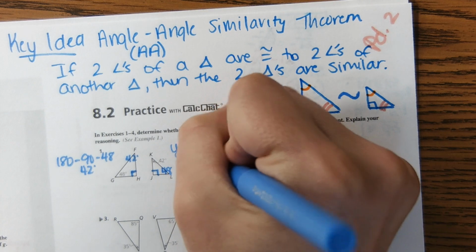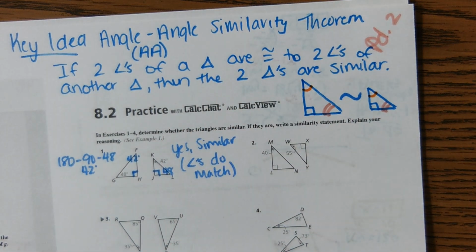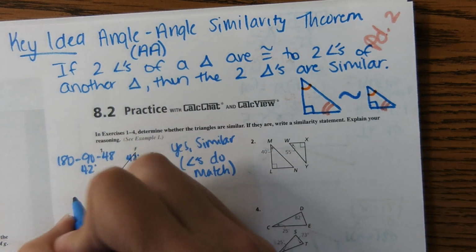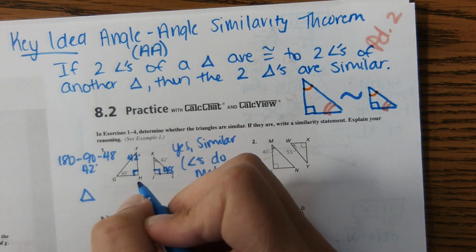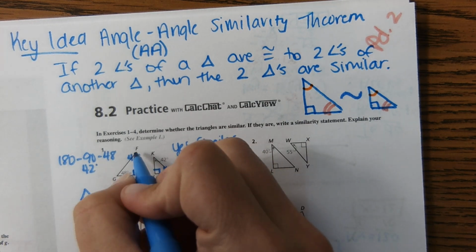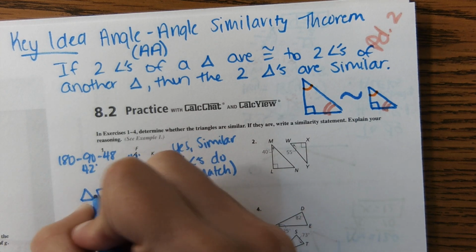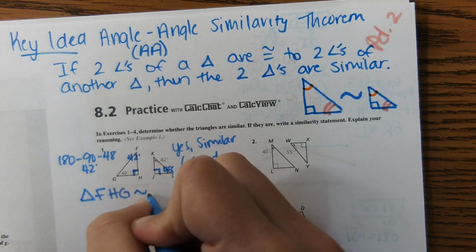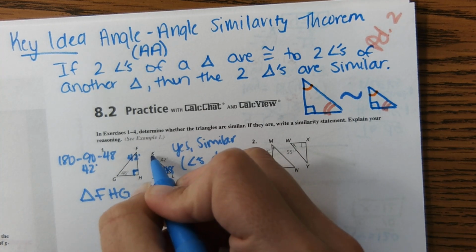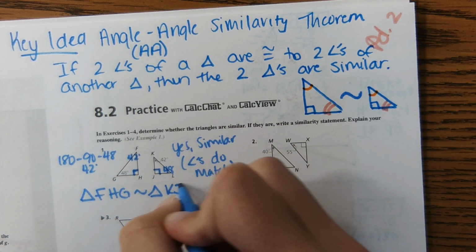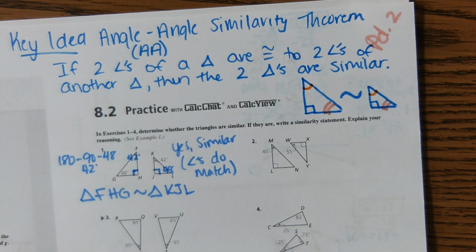It said that we need to write a similarity statement. When you write a similarity statement, just like with a congruent statement, you need to do everything in the same order. So FHG, I'm doing 42 degrees, 90, 48. FHG, I need to say the other angles in that same order. So 42, 90, 48, KJL. So that way you can use a similarity statement to find matching or corresponding parts if needed.